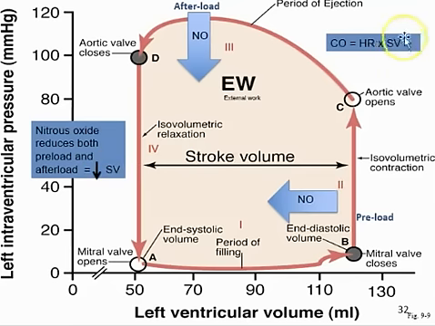Okay, and if you reduce stroke volume, here's the formula for cardiac output. If you reduce stroke volume, you also reduce cardiac output. So this is a nice integration of some of the physiology parameters that you've learned about, and how the pharmacology changes it.